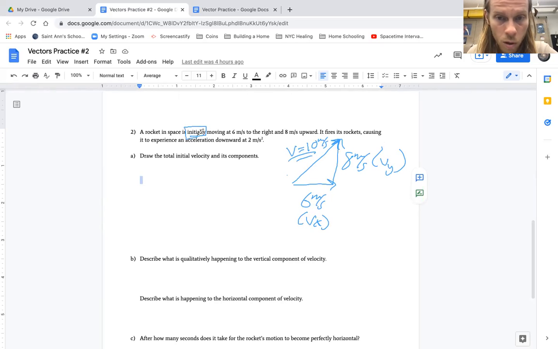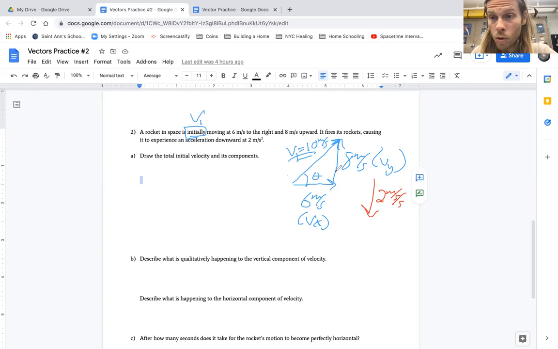So notice those key words. Maybe practice underlining them. Initial means V1. So that's V1. Awesome. So it's initially moving 10 meters per second up and right. Great. Fires its rockets, causing it to experience an acceleration, which I'll draw in red, downward of 2 meters per second per second. You can write it like that or write it like that.